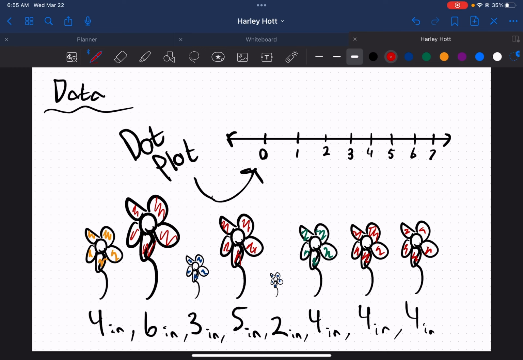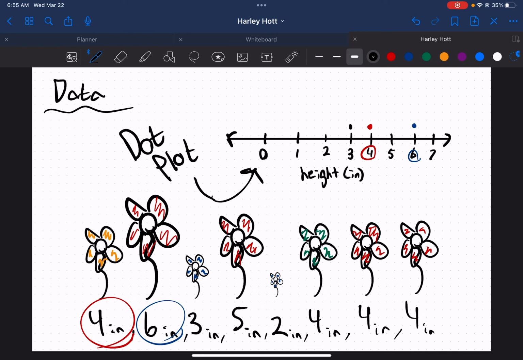And it's pretty straightforward how to actually create this dot plot. Right? First off, we have to give it a label so we know what we're talking about. Height in inches, right? Then we just start plotting our points. We have a 4-inch flower, so we find 4 and we just put a dot above it, right? The next one up is a 6, so we find our 6 and we just put a dot above it. And we keep going, following this pattern, and you don't need to switch colors. You can do all the same color if you want.